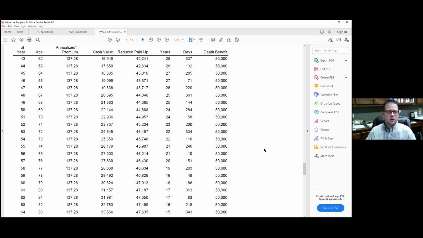I don't want to get too much into the weeds here, but say you had this policy for 46 years, and so you're 65 years old now. I think in the example I did, the person was 19. You've paid $137 in premium times 46 years. So you've paid $6,300 in premium.